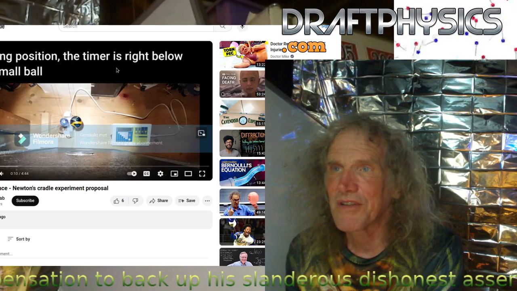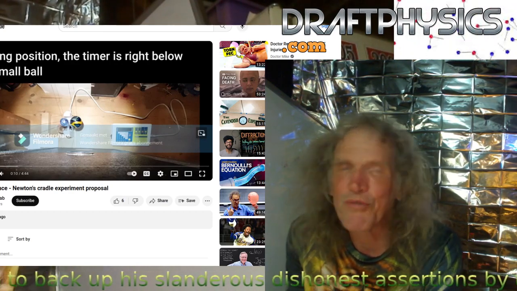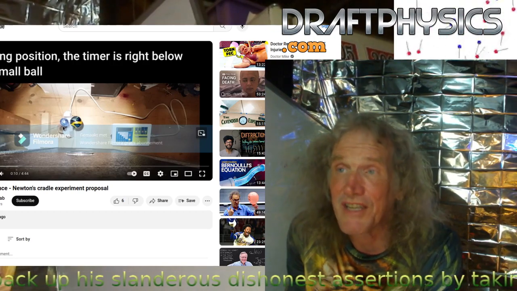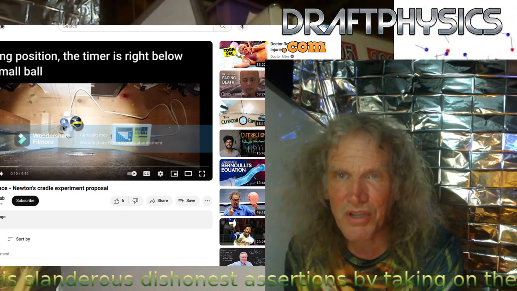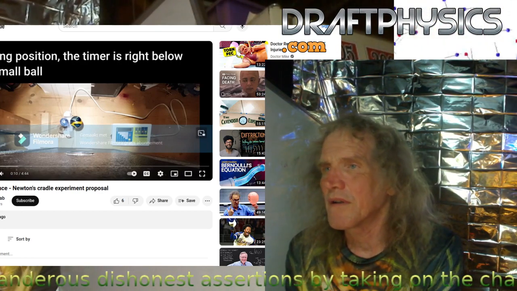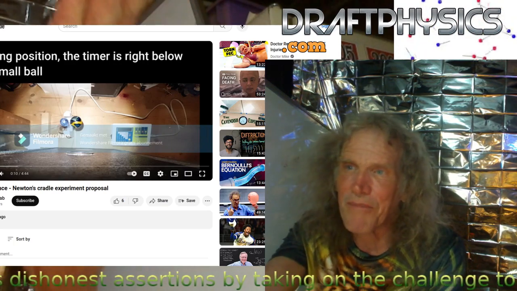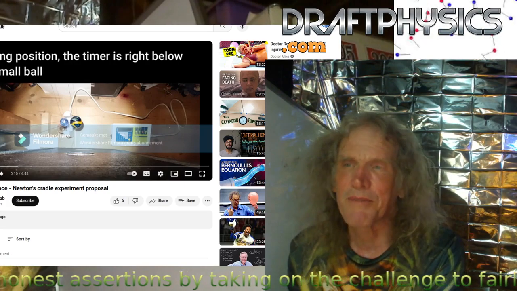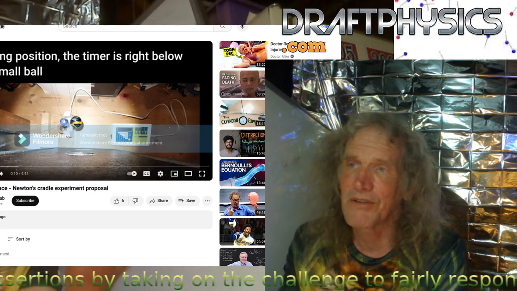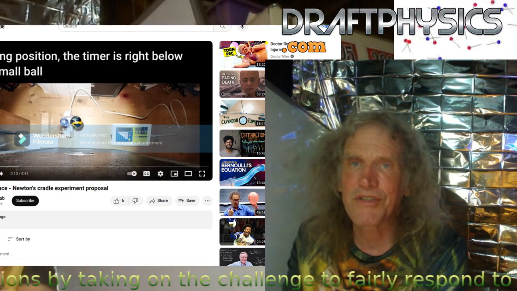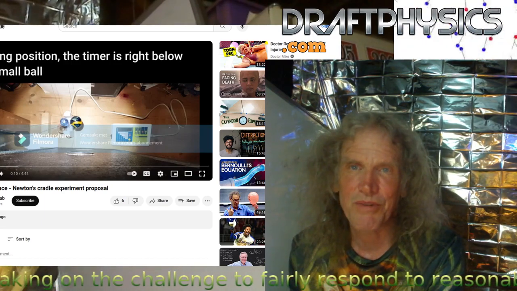"Resting position, the timer is right below the small ball." So again, I told you the timer, putting them between the 2 balls didn't work because you didn't get the right velocity for the incoming one. So the whole thing was moot. You've got to establish the velocities. You got to show that the thing even works as a Newton's cradle. There's no point in saying, look, it's half the velocity, or it's half the energy, or twice the energy, or some form of the energy, when you haven't even accounted for the fact that it loses 20% of the energy with each click.